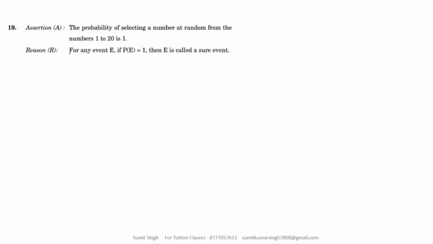Here the assertion in question number 19 is that the probability of selecting a number at random from the numbers 1 to 20 is 1. It means if you find the probability of each and every number from 1 to 20 and add all of their probabilities, you will get the value 1. Since we are selecting a number from the given set of numbers 1 to 20, we are guaranteed to pick one of them, making it a sure event.